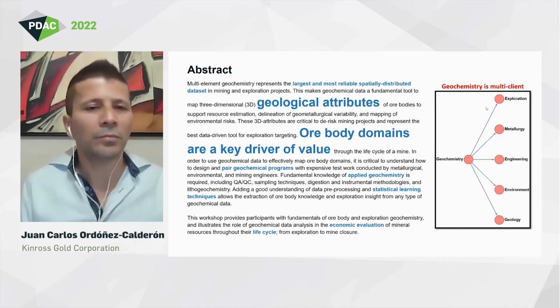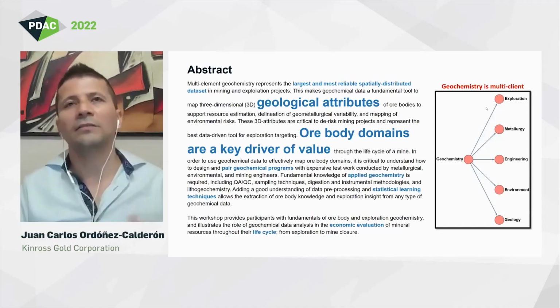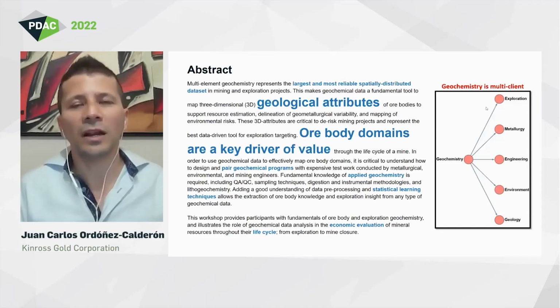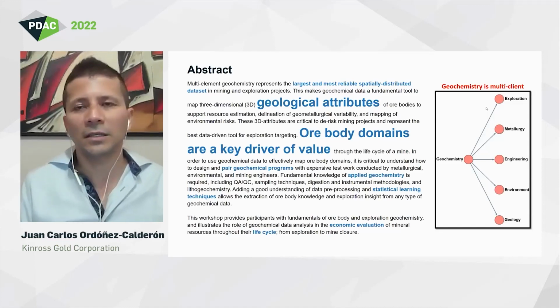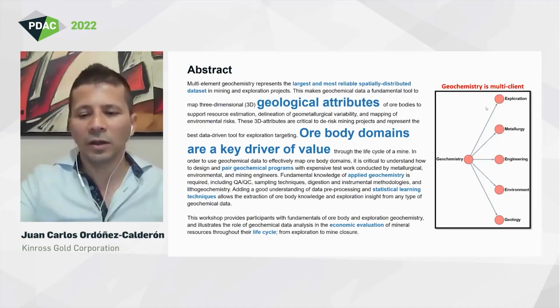If you're having, for example, recovery problems due to clay, how to localize those clays. If you're having throughput issues, if you're having deleterious metals or areas with problems with acid rock generation, all of these are geological attributes that can be modeled in geochemistry.